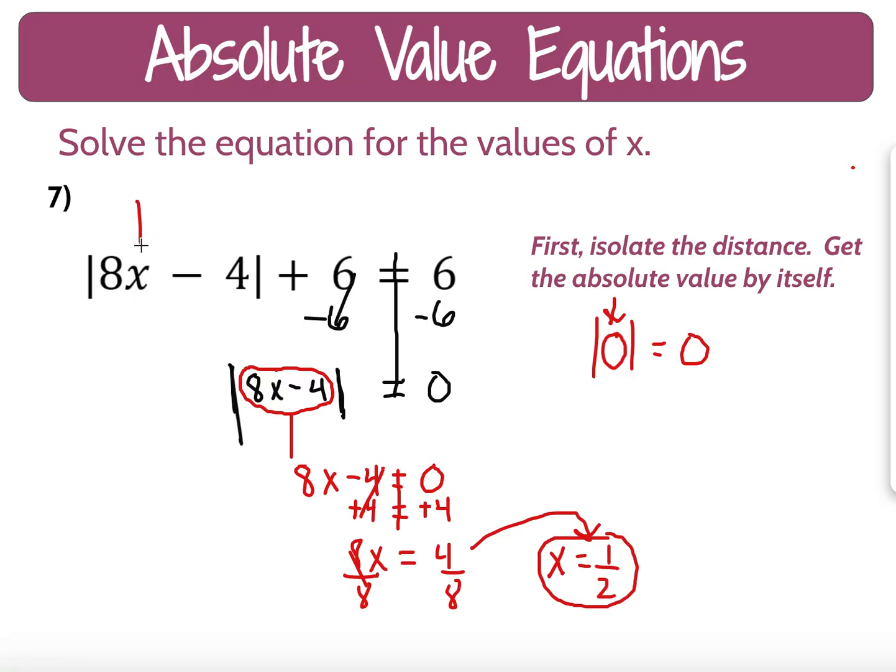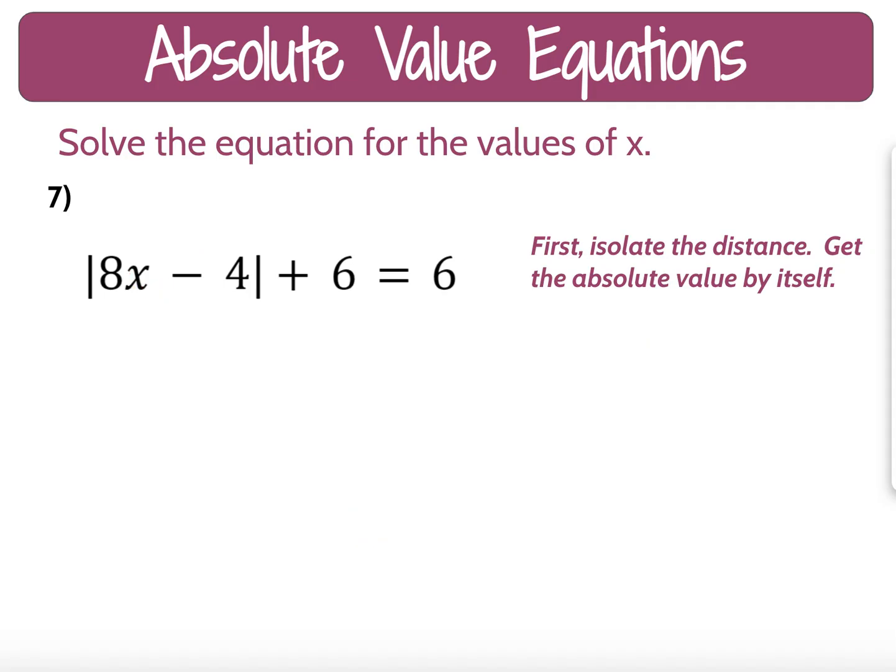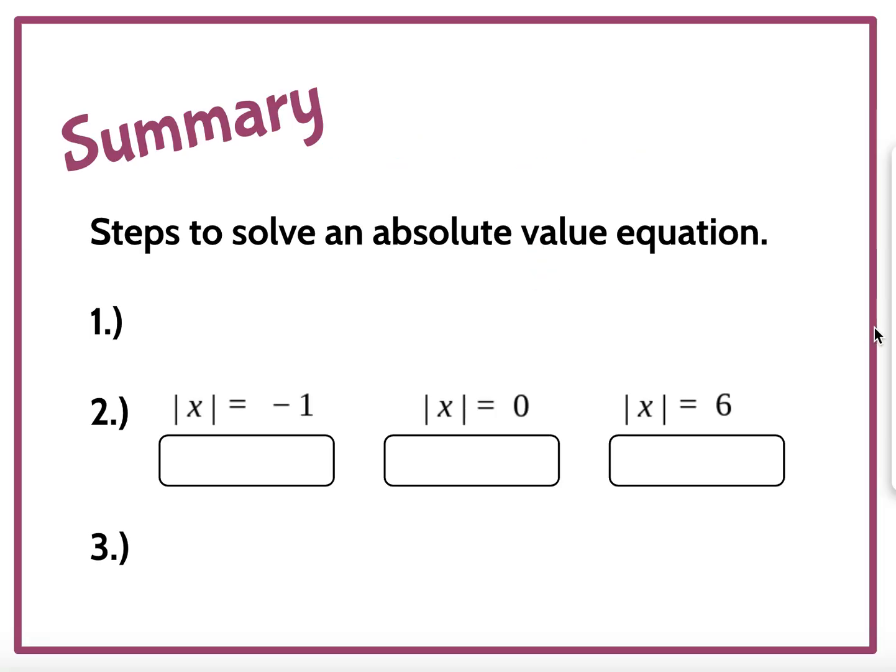So that means if I go up here and plug in the number 1/2, it would make this true. And we know 8 times 1/2 is 4, and 4 take away 4 makes this whole quantity a 0, and 0 plus 6 equals 6. Check. It worked. So in this case, you only get one solution. All right, so now I think we've done enough examples. You guys have seen everything. Let's go to the summary.